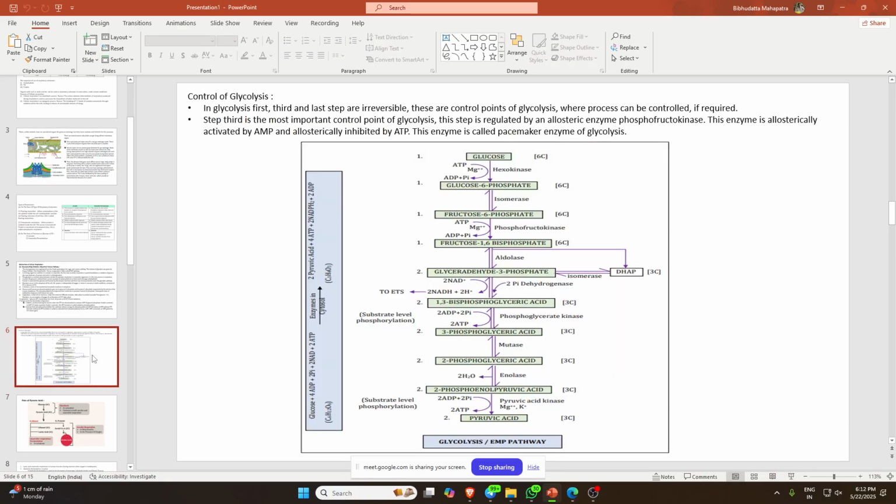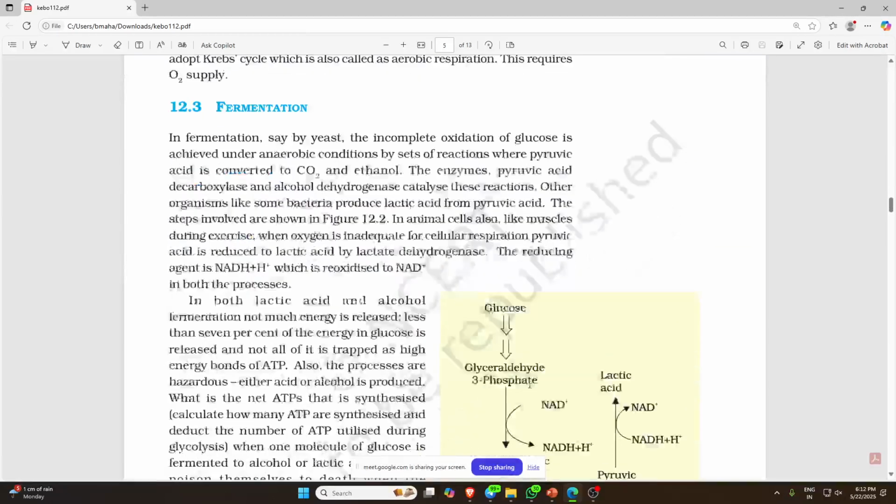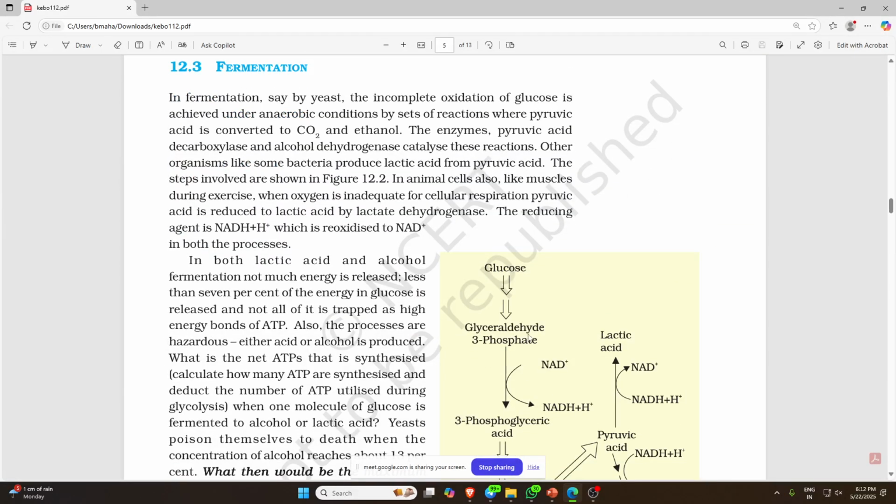So if anyone asks the total number of ATP, substrate level there is 2 ATP, and if you convert the NADH into ATP then it will be 6 ATP. Okay, fine. Now we'll study the fate of pyruvate.